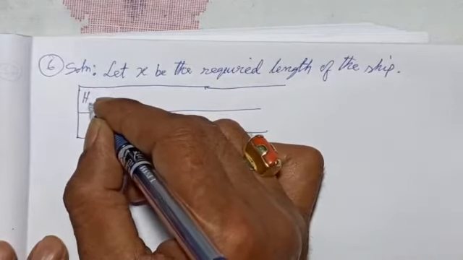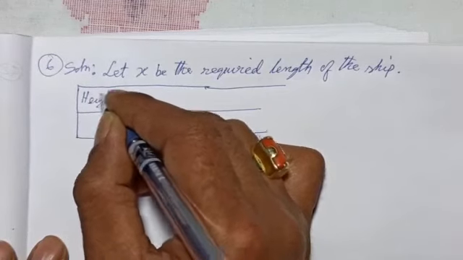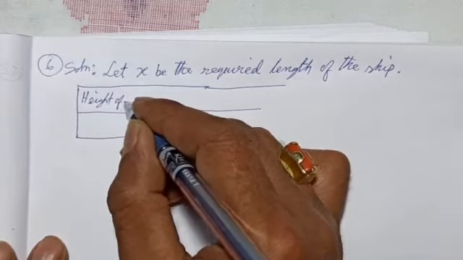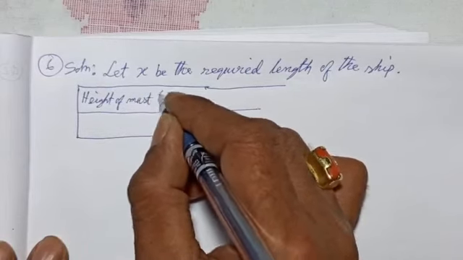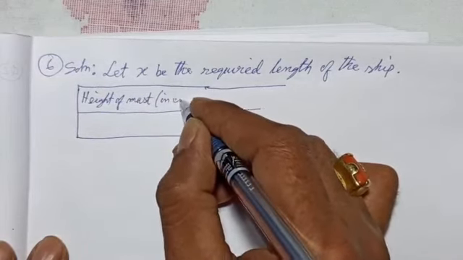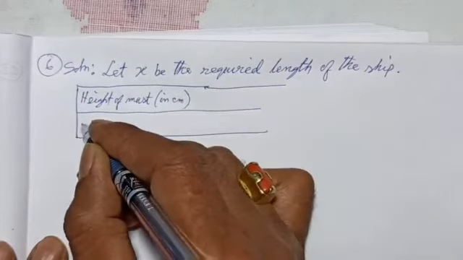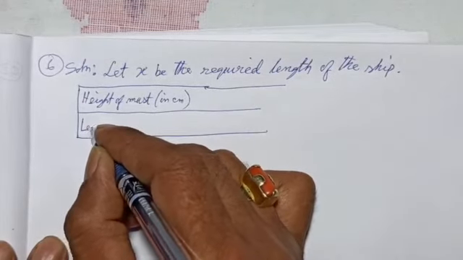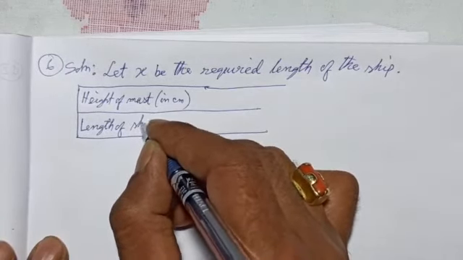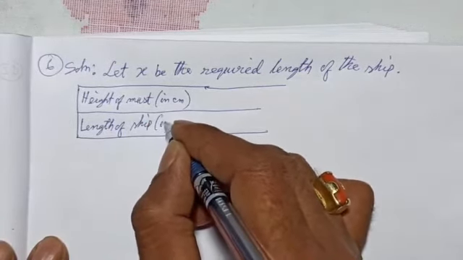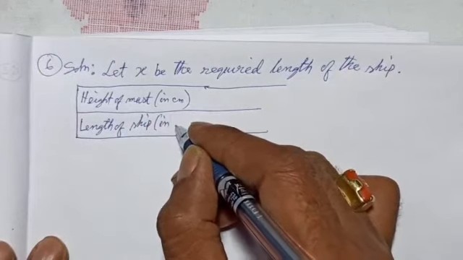Height of mass in centimeter, length of ship. This also, this is in meter.